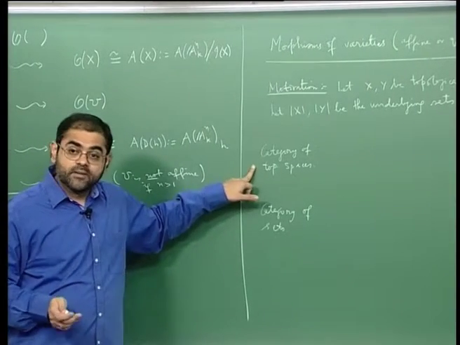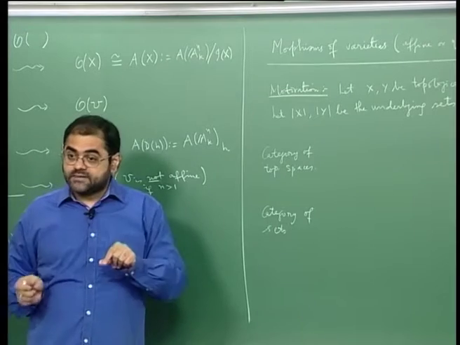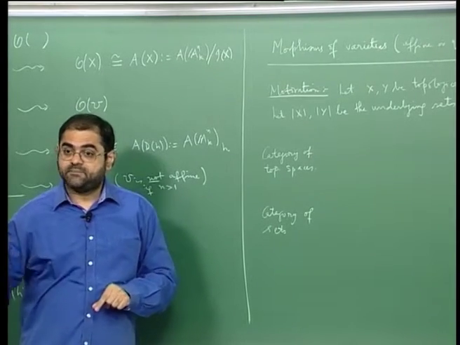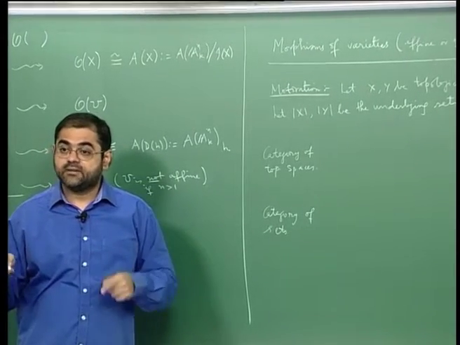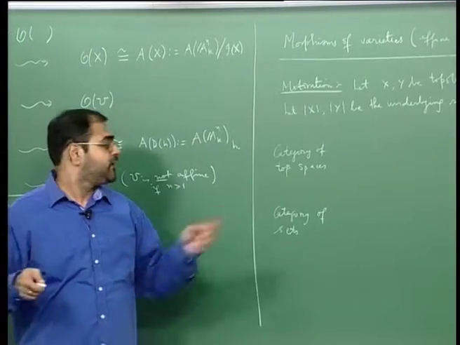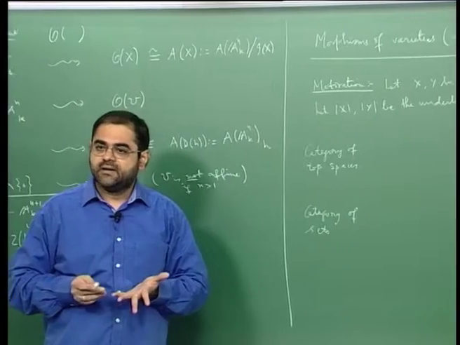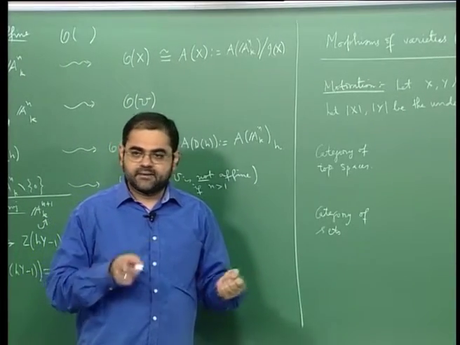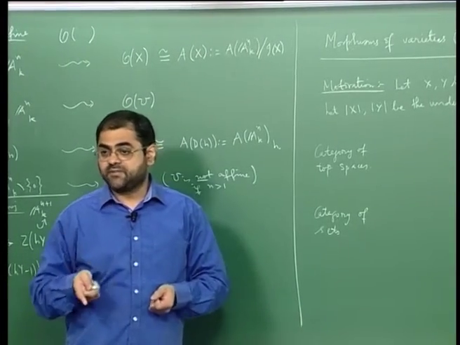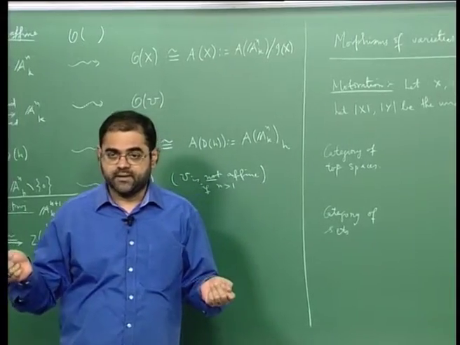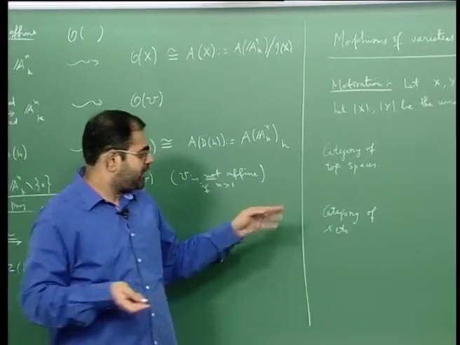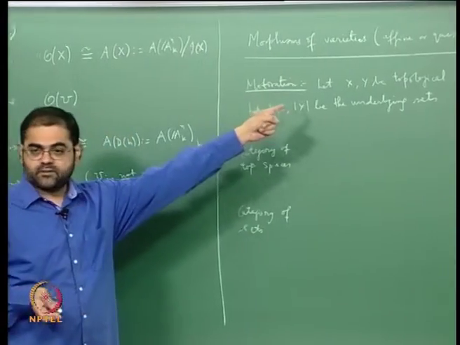When I say category of topological spaces, the objects are topological spaces and the maps are not just maps of sets, but have to be continuous maps. You can go on like this. For example, in the category of rings, the objects are rings and the maps are ring homomorphisms, and so on. But I am only interested in these two categories.